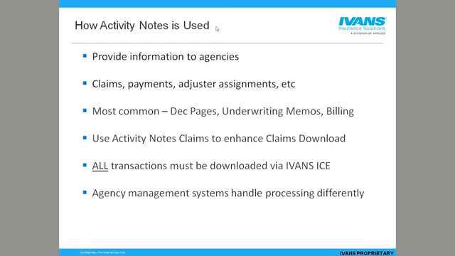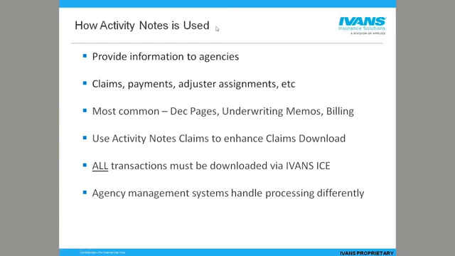Claims download is a totally different XML standard, and it is treated totally differently in the vendor systems. When the vendor receives a claims download message, it actually updates the vendor's database so that the agency can go in there and look and review claims information and adjusters and payments and just track the whole claims process.